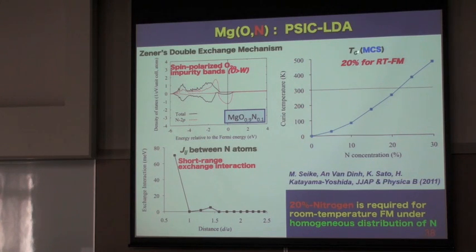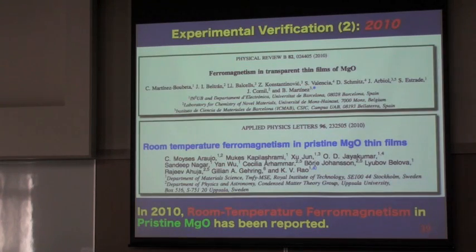Then using Monte Carlo simulation, we can calculate the TC versus concentration. In order to go beyond room temperature, we need more than 20% doping. But people observed very high TC, even in the very low concentration region. So I think that if the system is homogeneous, we need a very high concentration of doping. At 1 or 2%, it's very difficult to realize room temperature ferromagnetism.